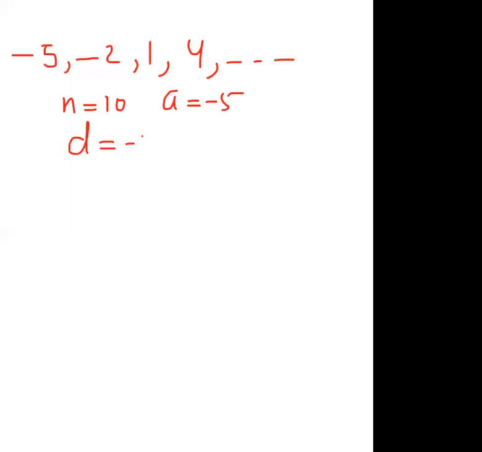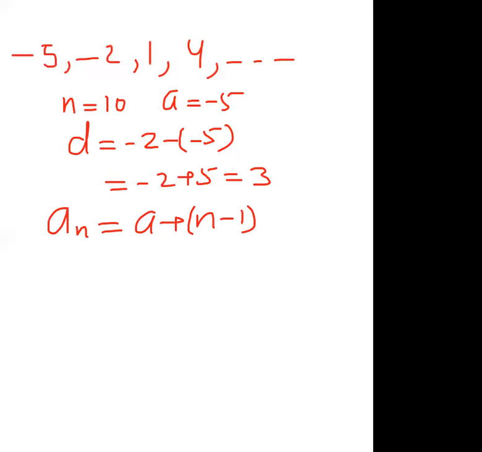See, there is one arithmetic progression: -5, -2, 1, 4, and so on. We need to find its 10th term. 10th term means n is equal to 10, a is equal to -5, and d is equal to second term minus first term. So it will be -2 plus 5 equals 3. We need to find an is equal to a plus n minus 1 into difference d.